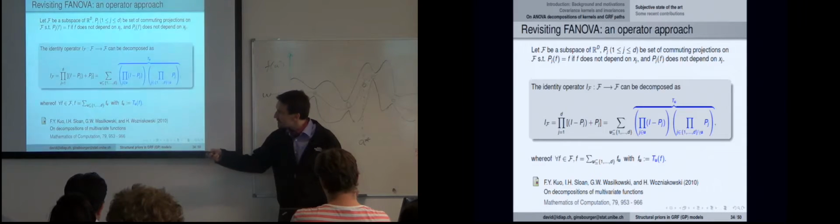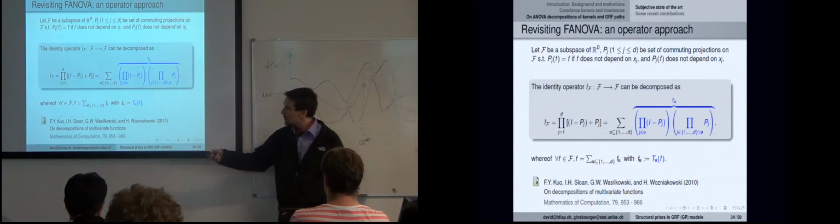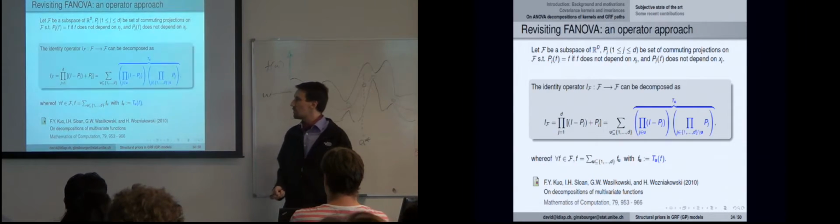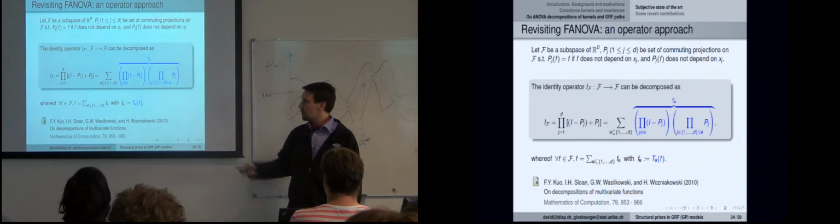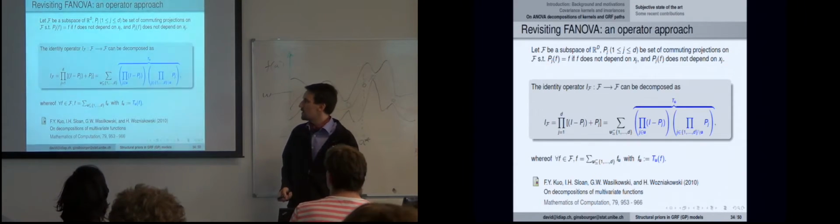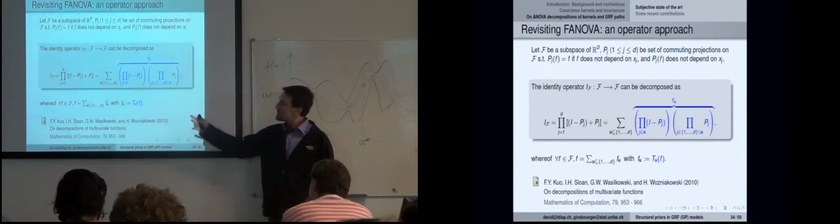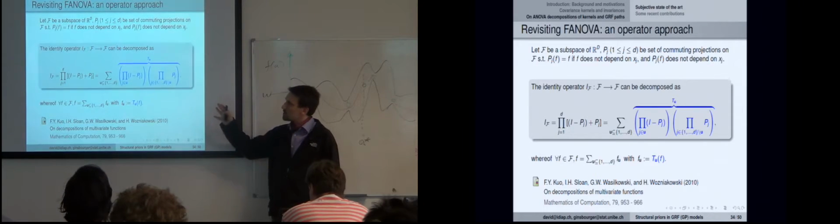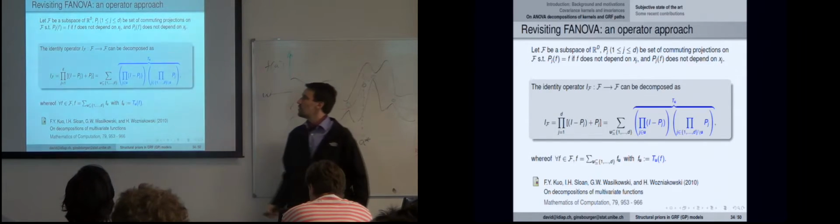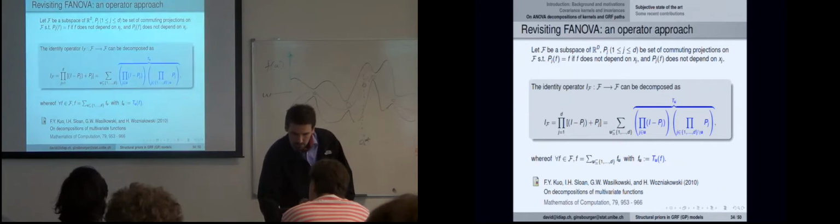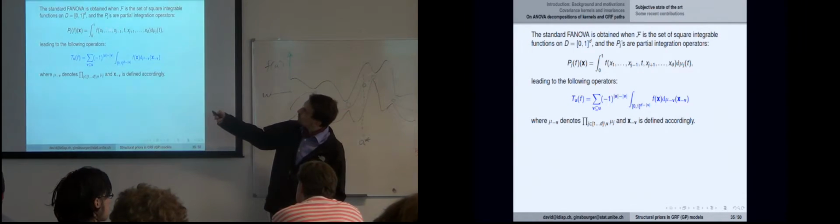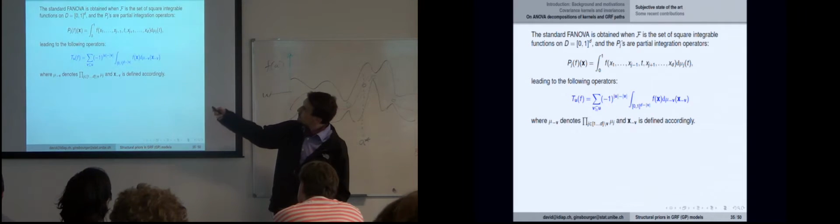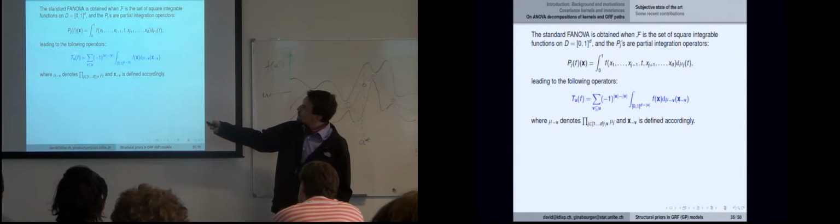This is precisely what has been done in this paper by Kuo et al. And they have done a lot more in this paper on decomposition of multivariate functions. So we will stick to that setup and allow ourselves to vary a little bit from the ANOVA decomposition. Now, if you take the particular case where the Pj's are the partial integration operators, then that gives you TU of F, which writes in that way, and you recover exactly the ANOVA decomposition.